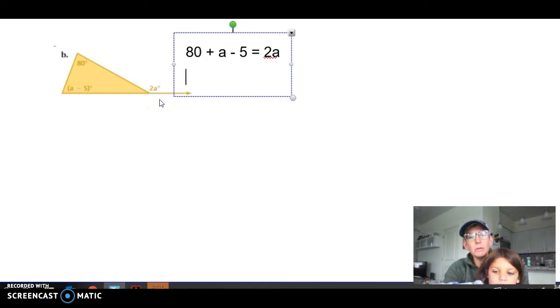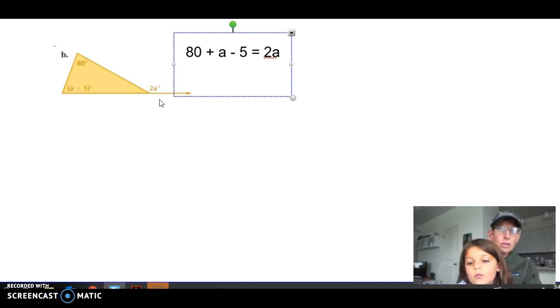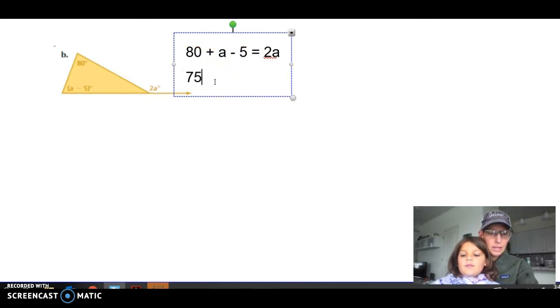So this is going to be a little bit more tricky because here we're solving an equation with a variable on both sides. Let's look at this left side first, and let's combine our constants. So we're going to combine this 80 and this minus 5. If we subtract 5 from 80, we're going to be left with 75 plus a equals 2a.